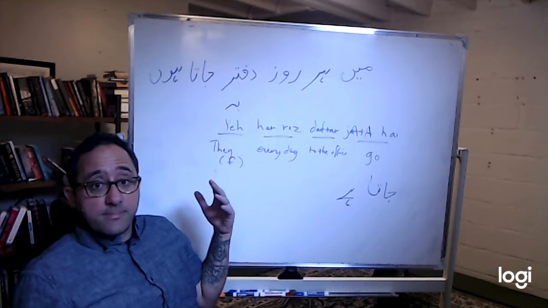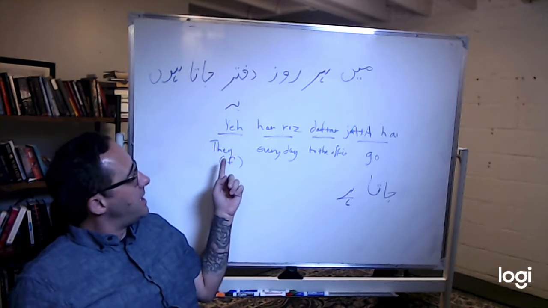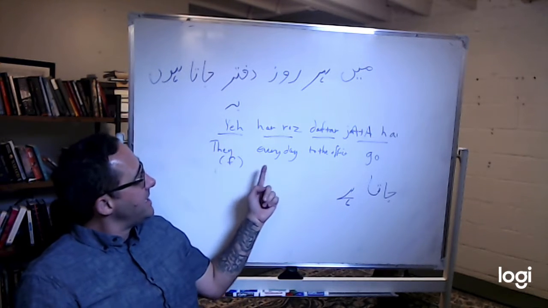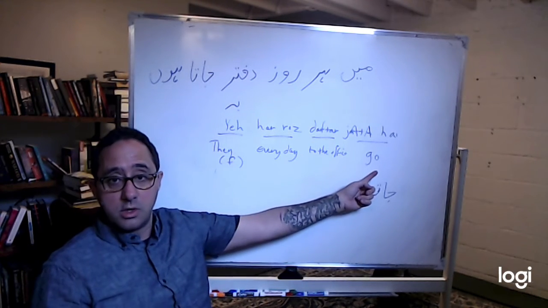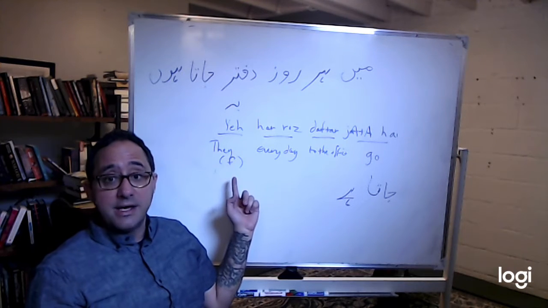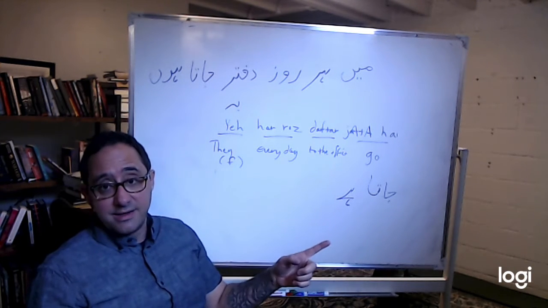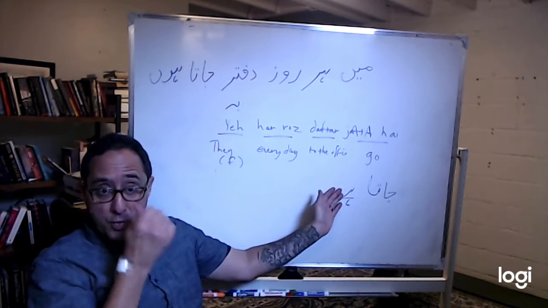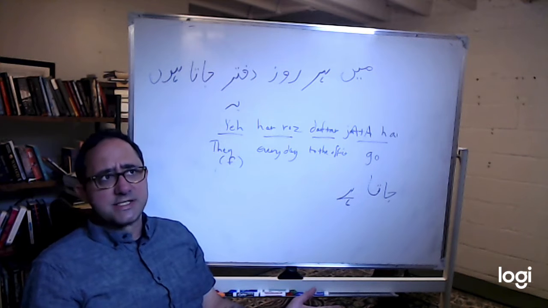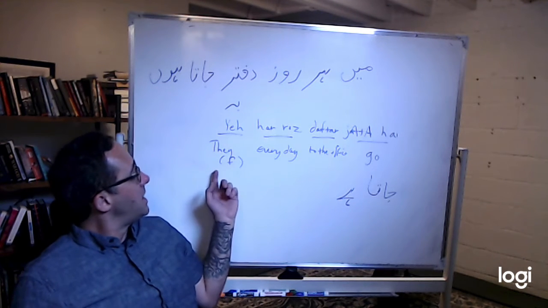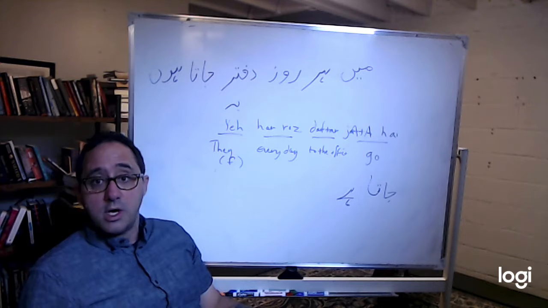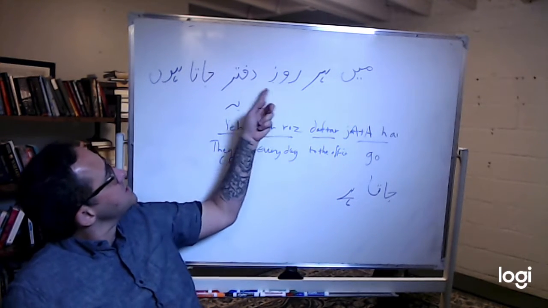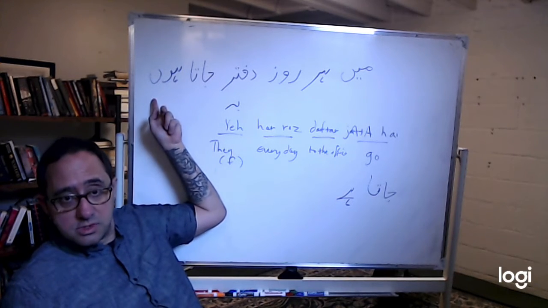So we've gone over the present simple tense. We've talked about how Urdu is SOV. So, they, every day, to the office go, instead of they go to the office every day. That's how we would say it in English, okay? But this is something that we do regularly. If someone says, what do you do every day? You say, I every day to the office go. Main har roz daftar jata hoon.